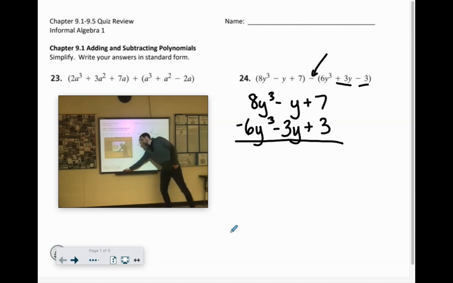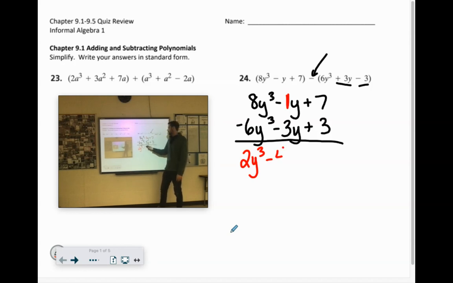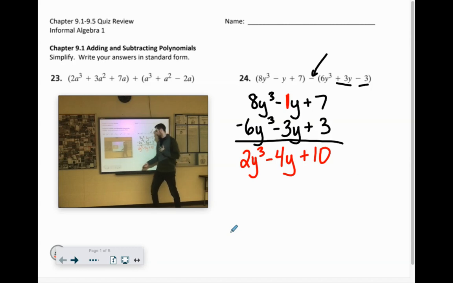And now we can just go straight down with everything. We have 8y to the third minus 6y to the third. There's still y to the thirds, it's just a change in how many there are. So 8 minus 6 is 2, y to the third. We have negative 1y minus 3y. Negative 1 minus 3 is negative 4. So negative 4y. Back here we have 7 plus 3 is 10. This is in standard form, your highest exponent first, then your next lowest, all the way down to the 0. Third degree, first degree, 0th degree.